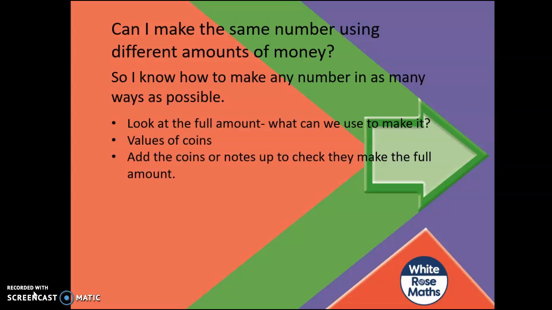Again, for example, if we had a £5, we could use a £5 note. We could use a £1 coin and two £2 coins. We could use 5 £1 coins. We could use 10 50p's. There are lots of different ways that we could make that number.